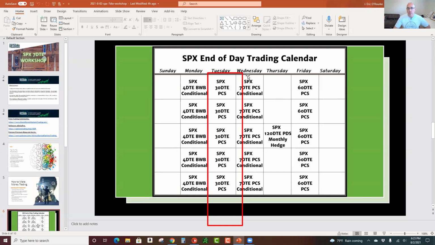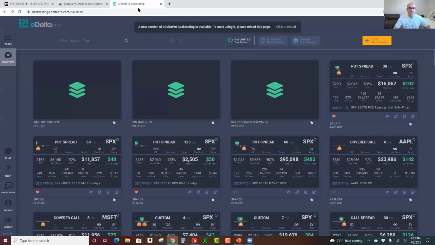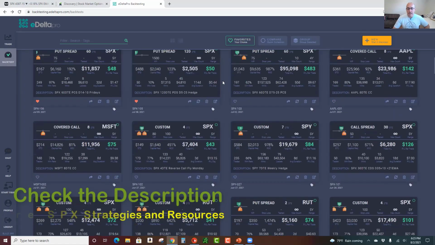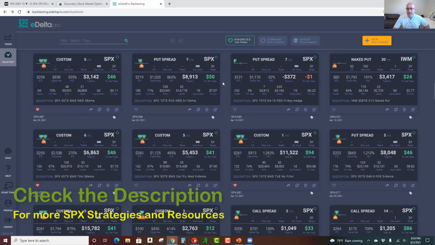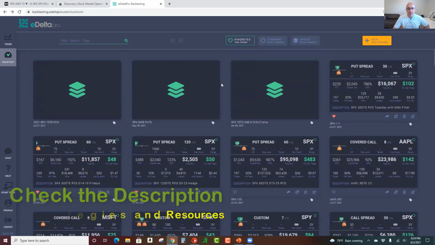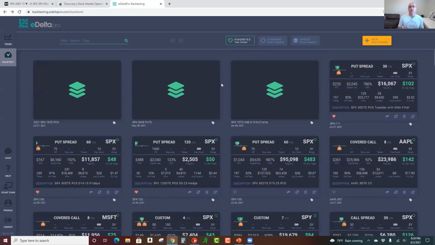But we're going to talk through the one for Wednesday here. And let me go ahead and bring up the backtesting software. Okay, so we're gonna do this backtest from scratch. This is eDelta Pro. You can see that I have a million different things here, and some of them are more experimental. But we're going to do this one from scratch because I want you to see the software.